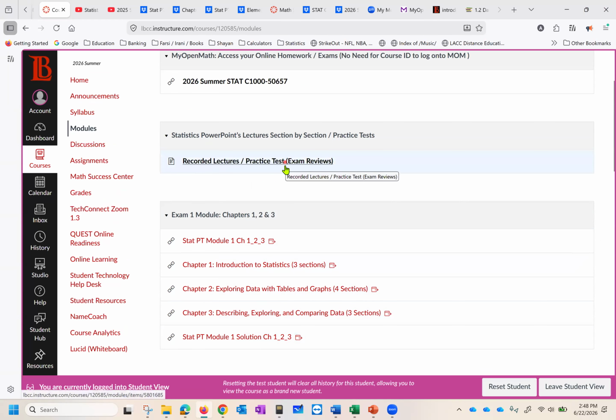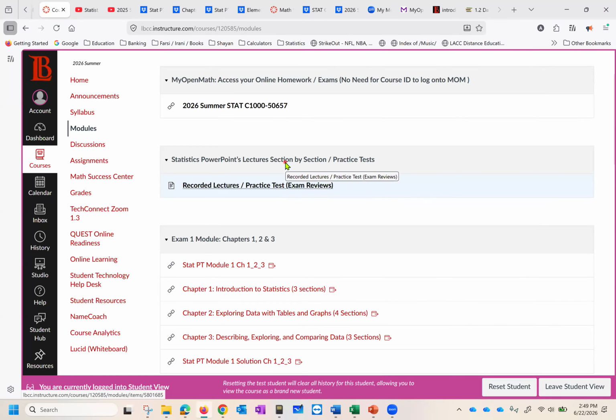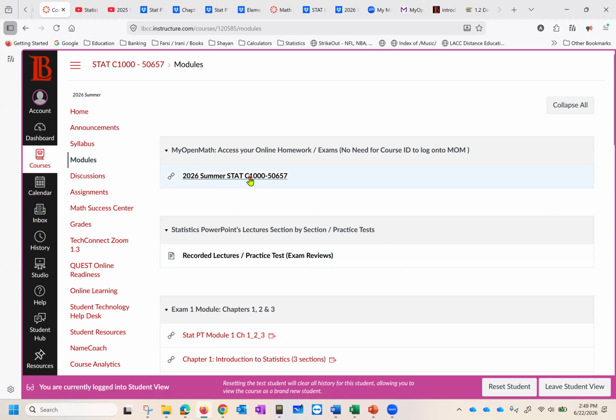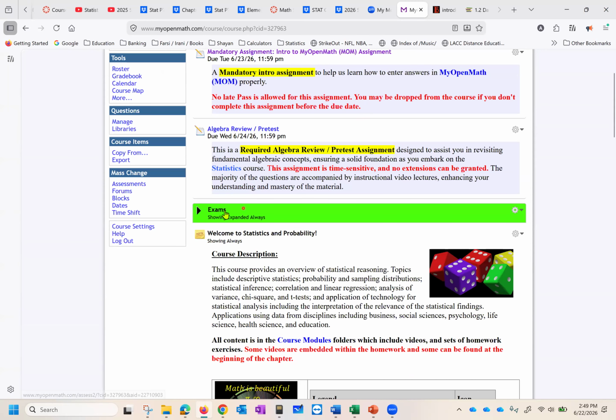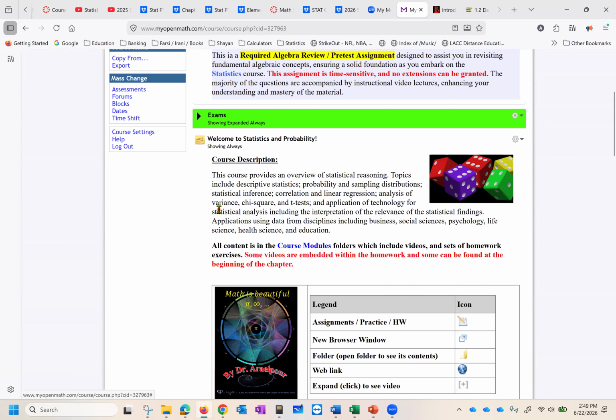Recorded lectures, they have recorded lectures of the PowerPoint section by section, as well as the practice test, and the new ones become available, I put them there. And the very first one is what you register to take you to your digital platform to do your homework. When you go there, you start with my open math, then the algebra review. For now, you don't want to worry about the exams.